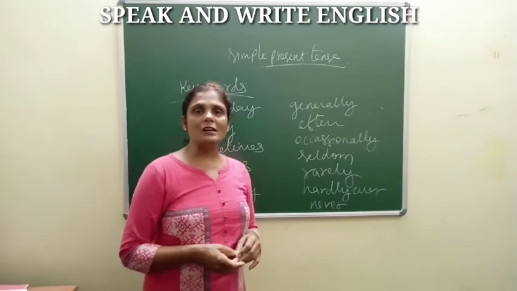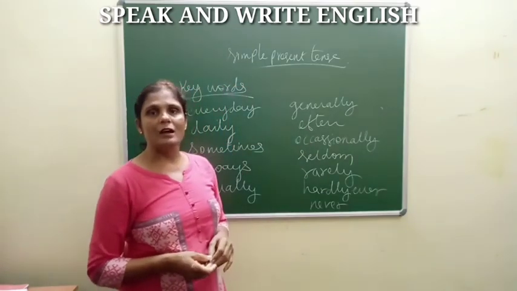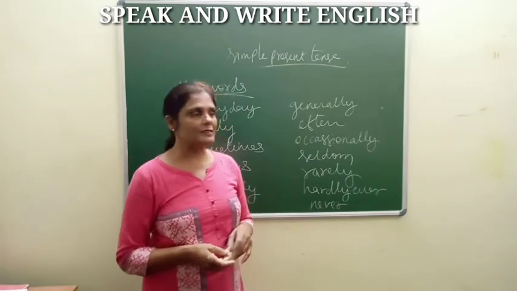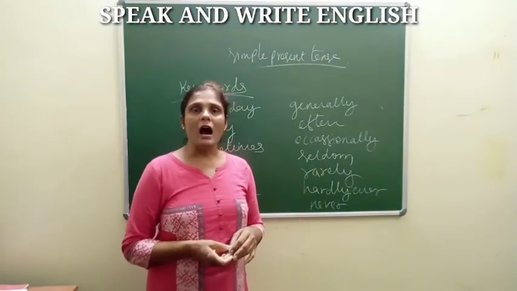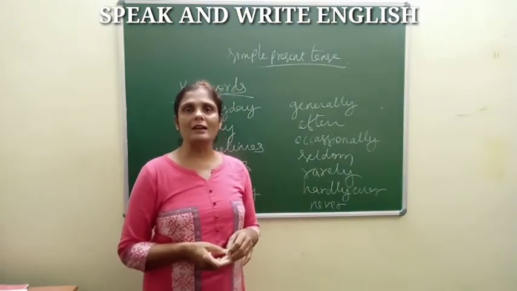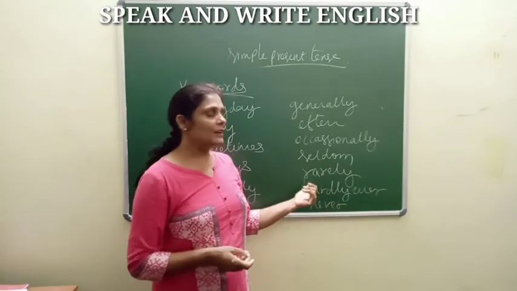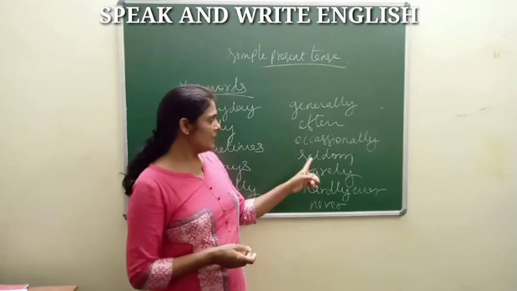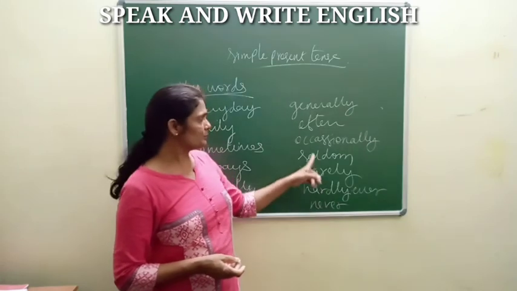Generally. Generally I don't talk to strangers. Often. I often go to the market on Sundays. Occasionally. Means very rare. Occasionally I meet her in the function. So these are very rare or rare occurrences. We can make use of the words occasionally, seldom, rarely, hardly ever and never.